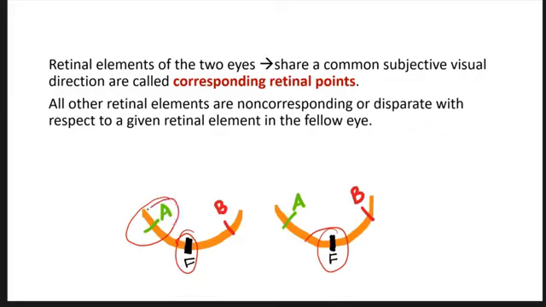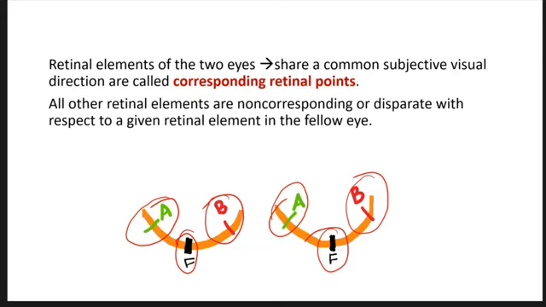The points which are located on the temporal half of the retina are going to correspond to the points which are located on the nasal half of the other retina. The points which are located on the nasal half of one retina are going to correspond to the points which are located on the temporal half of the other eye's retina. Right? So all other retinal elements are non-corresponding or disparate with respect to a given retinal element in the fellow eye.